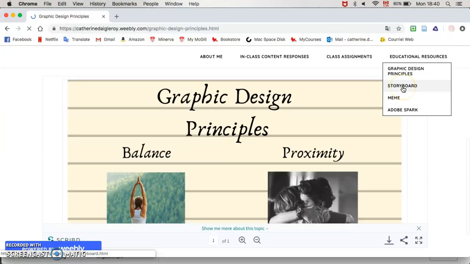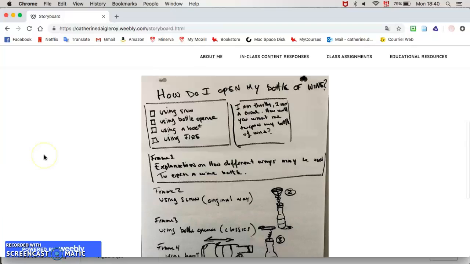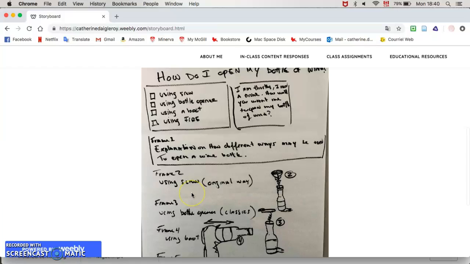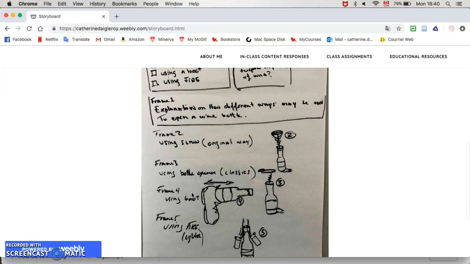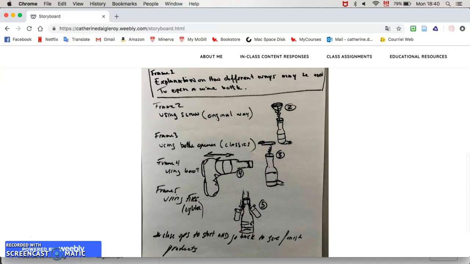Then we also have a storyboard. That one we did in a group. We decided to do the storyboard on the subject, how do I open my bottle of wine? So here we have the steps and the different frames that we would use in a storyboard. And here we have all our different ways of how to open a bottle.